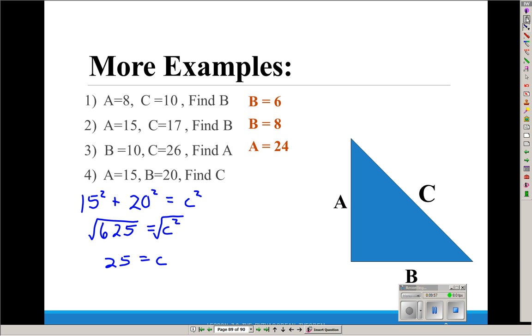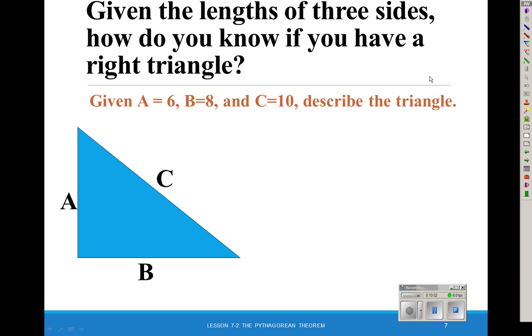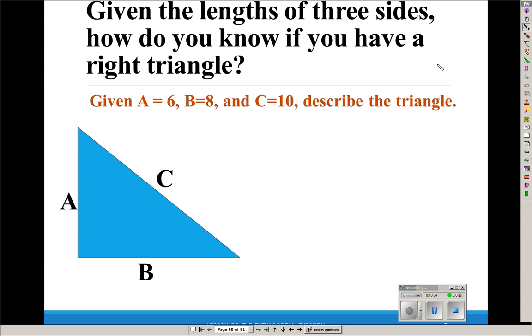Now sometimes they'll give you three side lengths and they'll say, is it a right triangle? Well, test the Pythagorean theorem. Remember, the Pythagorean theorem says a squared plus b squared equals c squared, and c is the biggest side. If it works, then it's a right triangle. If it doesn't, then it's not. So a squared will be 6 squared, b squared is 8 squared, and c squared becomes 10 squared.